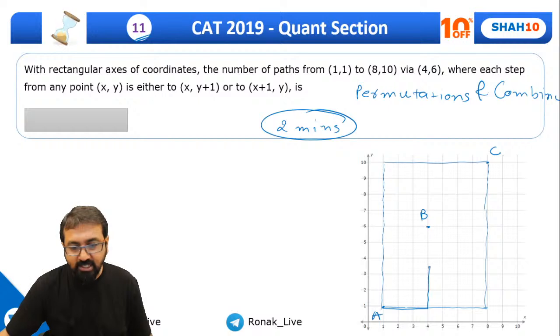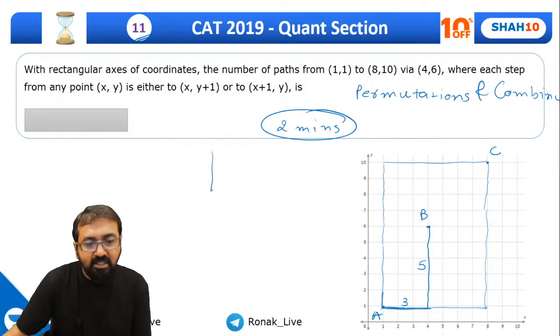Of course you can take this way, because you can move one step in this direction or one step in this direction. It's like that. So can I say that ultimately to go from A to B, you will have to take 3 horizontal steps and 5 vertical steps?